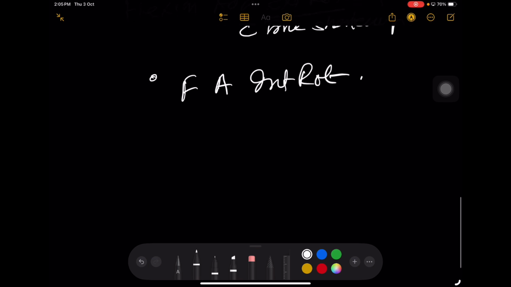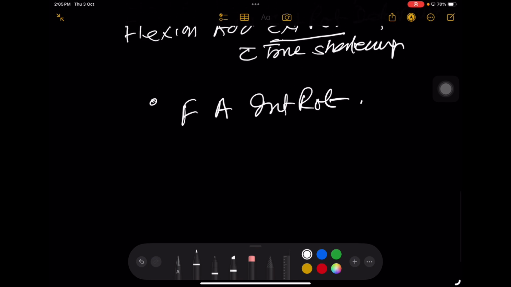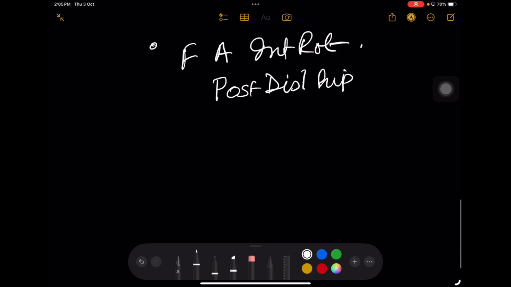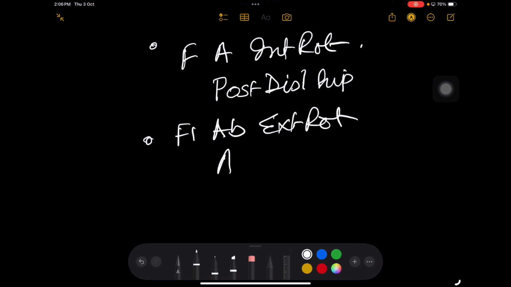But supposing I say that instead of external rotation, there is a flexion, adduction, internal rotation deformity. What is your diagnosis? What will be your diagnosis? Your diagnosis will become posterior dislocation of hip. If I say that there is a flexion, abduction, external rotation deformity, your diagnosis will become anterior dislocation of hip.